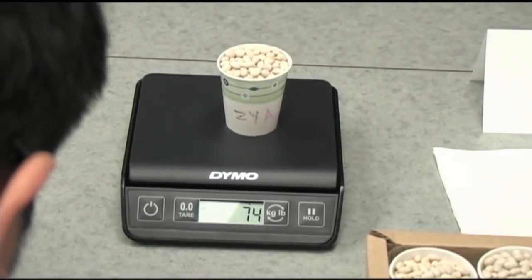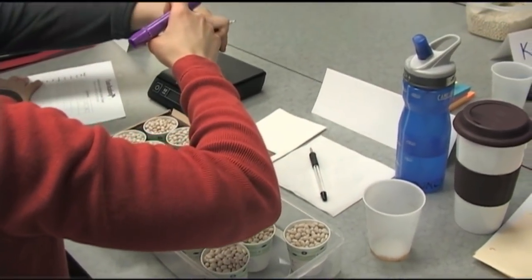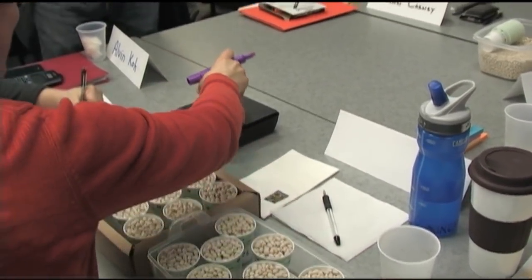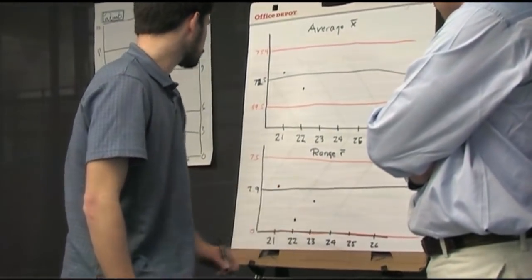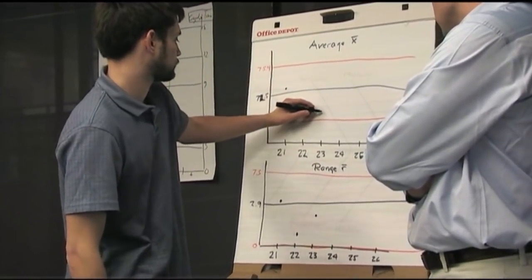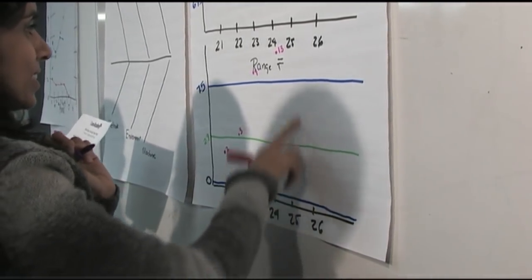Average 24A, 0 to about 7.5. 74, 82. There's a rock in there. You're totally right. Average is 71, range is 2. 25 is 16. Oh, geez.